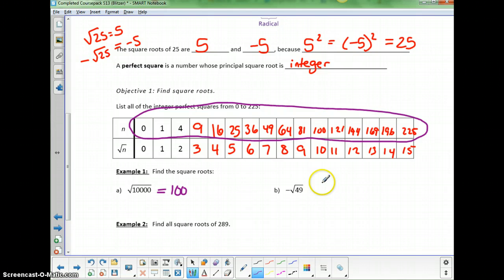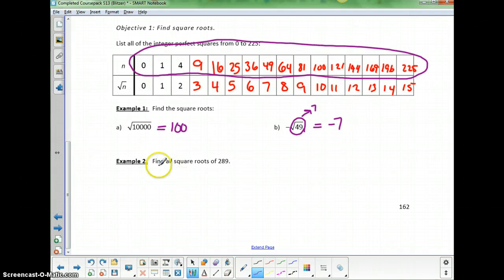Okay, just have that. Or you can use your calculator. The negative square root of 49 is negative 7. Okay, think about this as the square root of 49 bit right here as being the 7, and you just keep the negative. Okay, so it's negative 7.